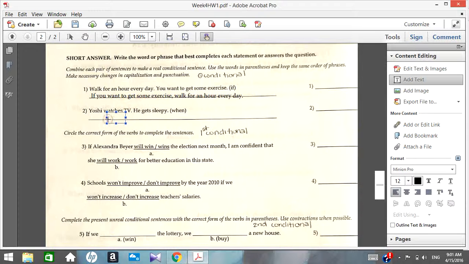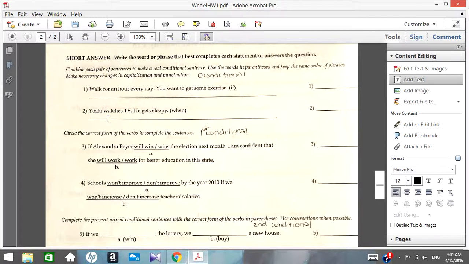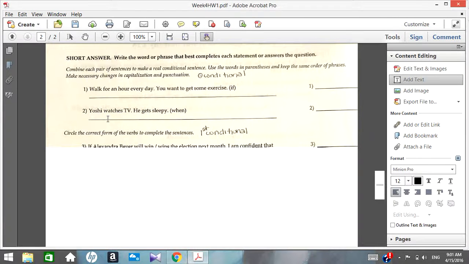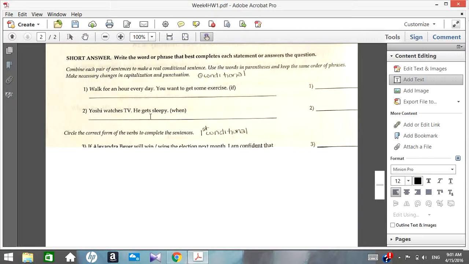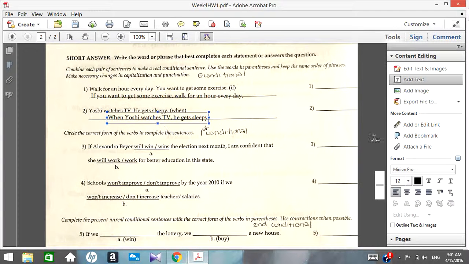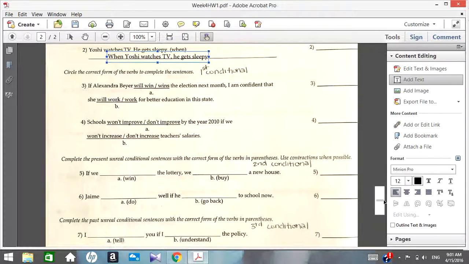So I'm gonna say when Yoshi watches TV, he gets sleepy. And I spelled this one wrong. Sorry about that. Okay. When Yoshi watches TV, he gets sleepy. Okay, so both of them are in the present tense. Okay, so this one's the first conditional.